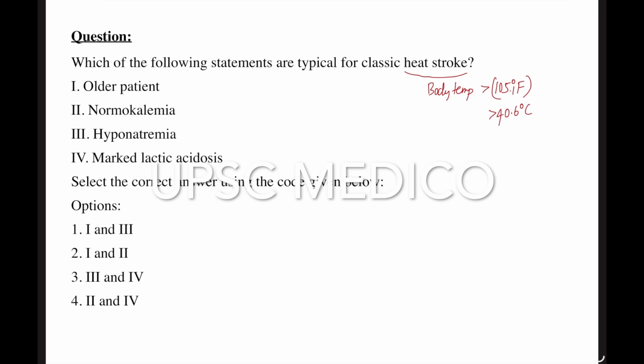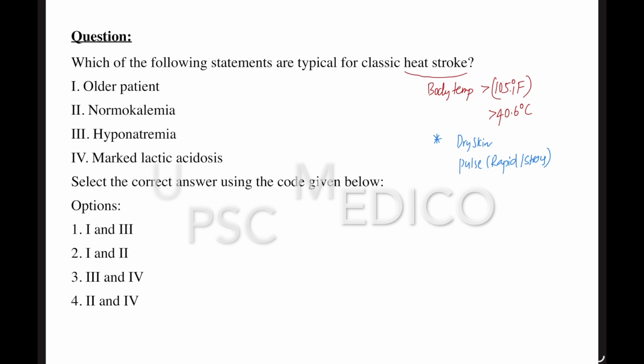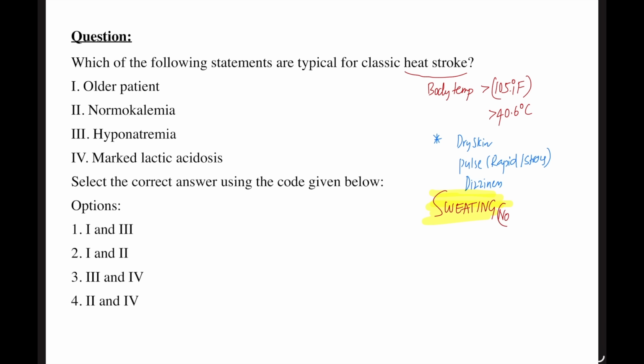There is lack of thermal regulation in case of heat stroke, and the patient will present with dry skin. The patient will have a rapid and strong pulse, and will also complain of dizziness. But most importantly, because of the lack of thermal regulation, the patient will not show sweating. I have seen many questions being asked on this topic of heat stroke. Sweating is not seen in heat stroke.